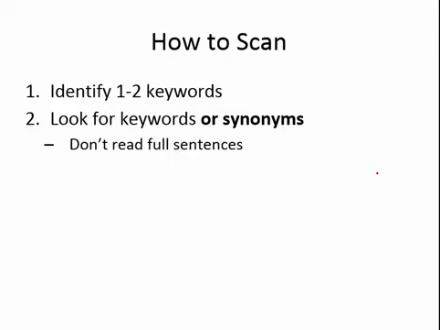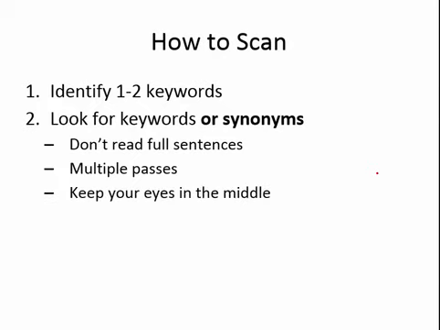Okay, so when you've found your keywords in your question, you go back to your passage. Don't read full sentences as you go back and scan for your words in the passage. You need to be more efficient by making multiple passes up and down the passage, and I advise keeping your eyes focused on the middle of the passage, going up and down, searching for keywords that are similar or basically the same as the ones in the question you're trying to answer.